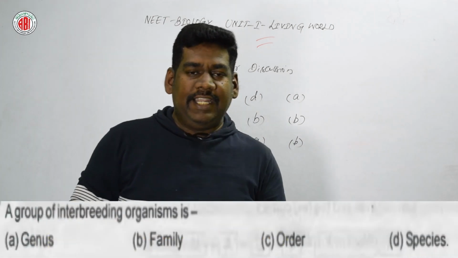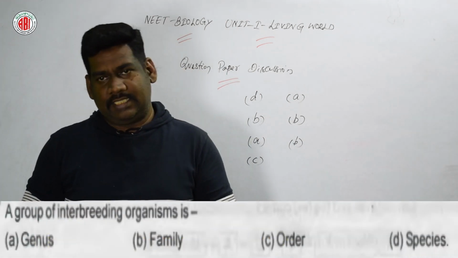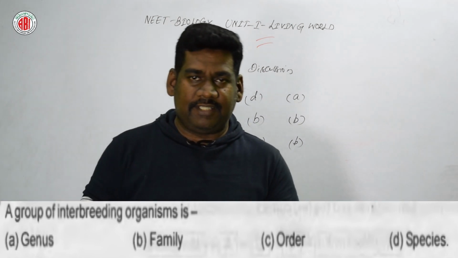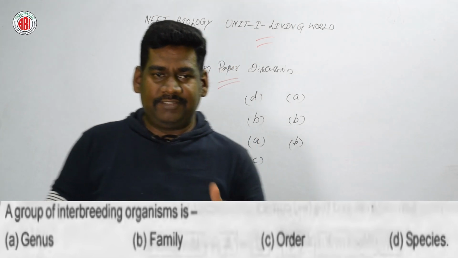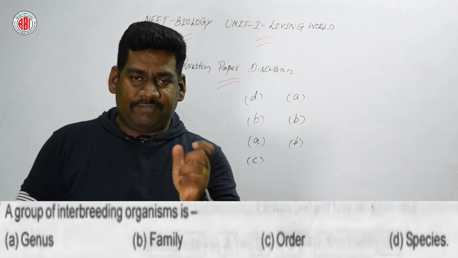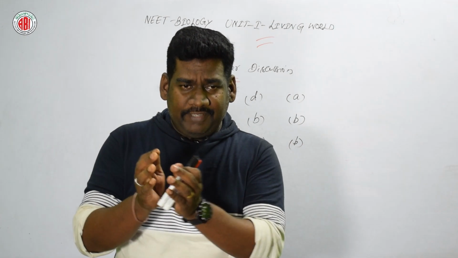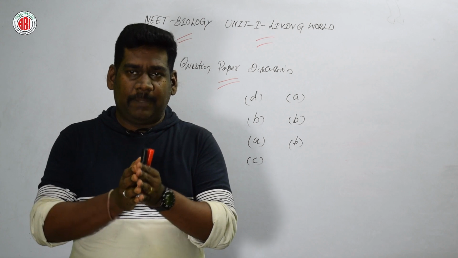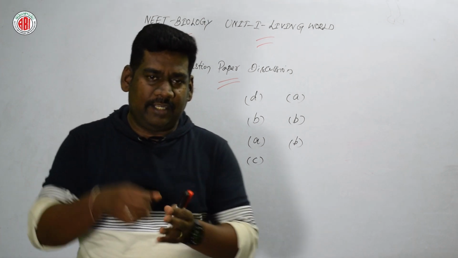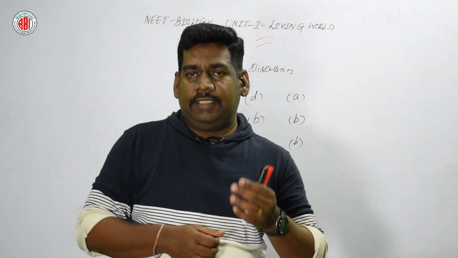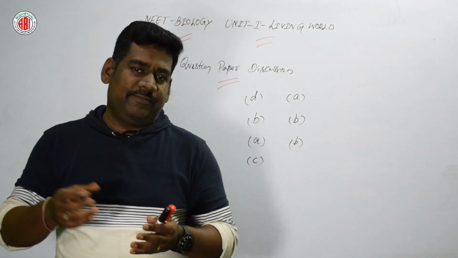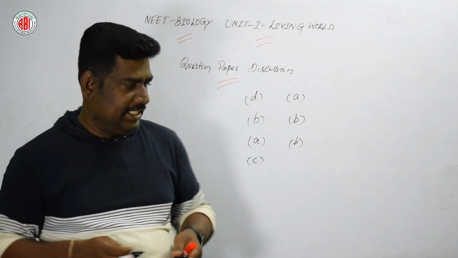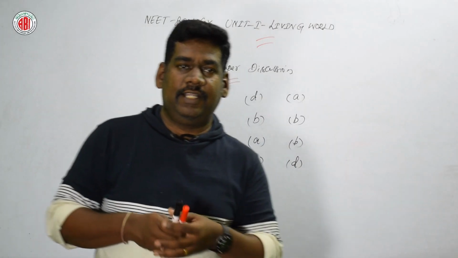A group of interbreeding organisms is called, here are four different options: genus, family, order and species. Here we are going to discuss a particular group of interbreeding organisms. That is the term we use for species. So the right answer for this question is option D, species. Now let us go for the next question.